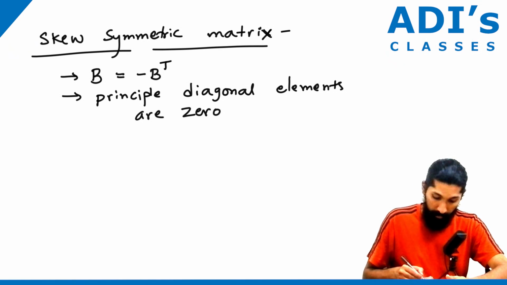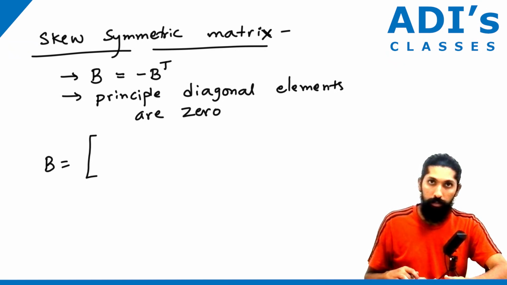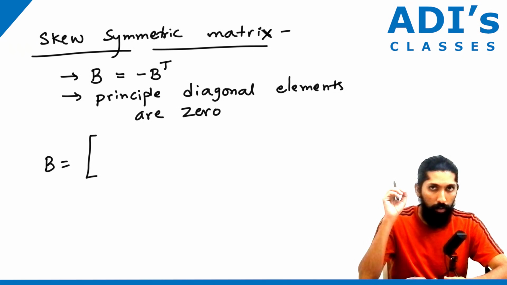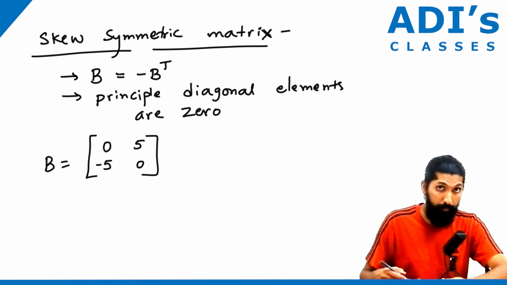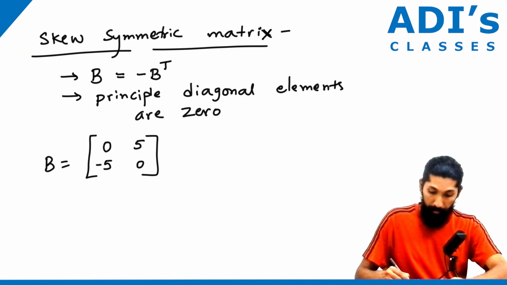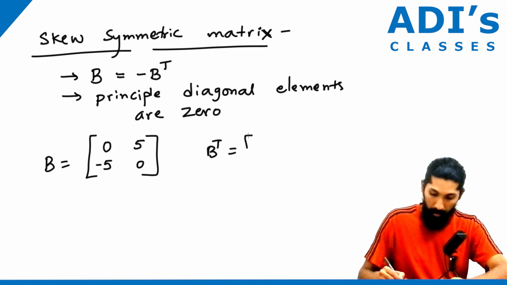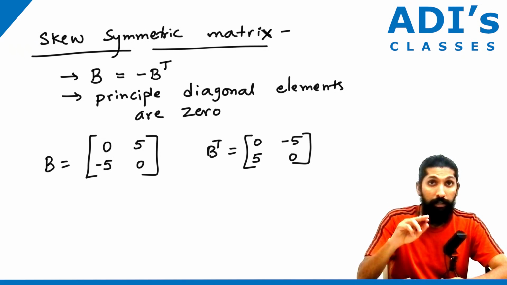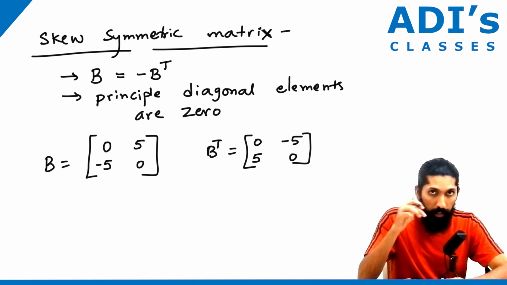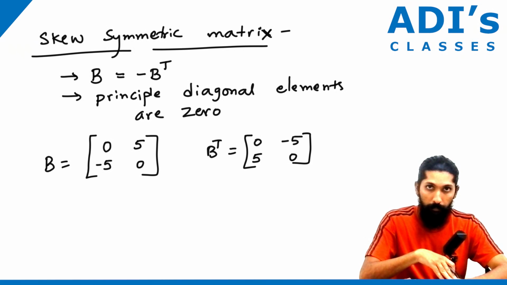So here we can write matrix B, and again we are going to start with the normal 2 cross 2 example. We will write 0, 5, minus 5, 0. If this is matrix B, then B transpose is going to become 0, minus 5, 5, 0. See, B and B transpose are negative of each other. That's why B is a skew symmetric matrix.